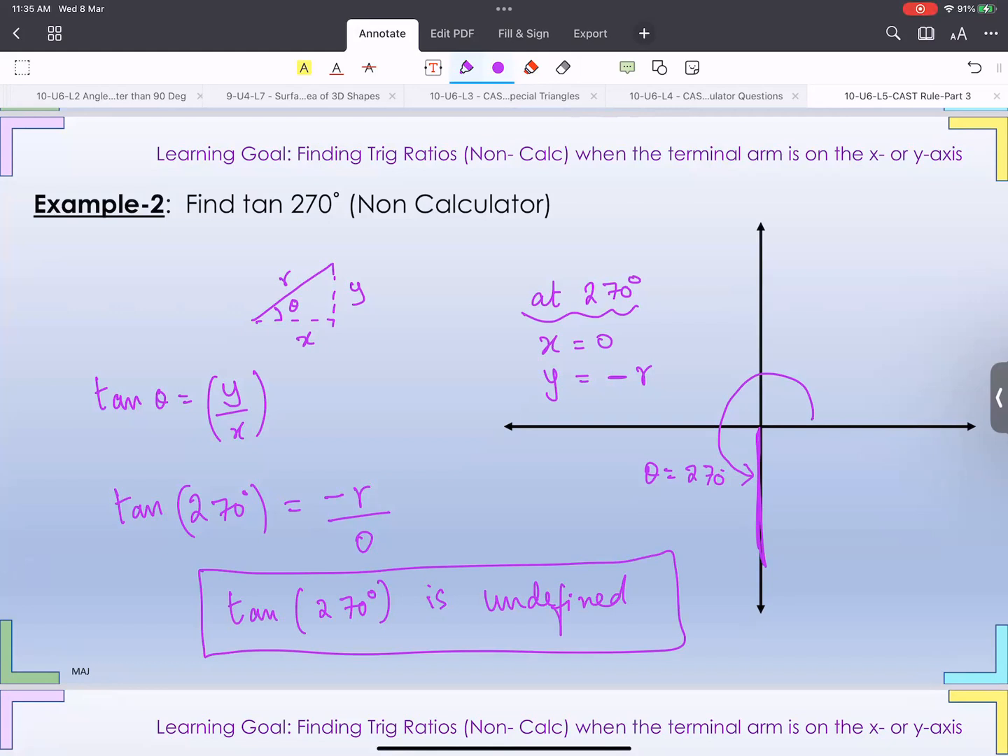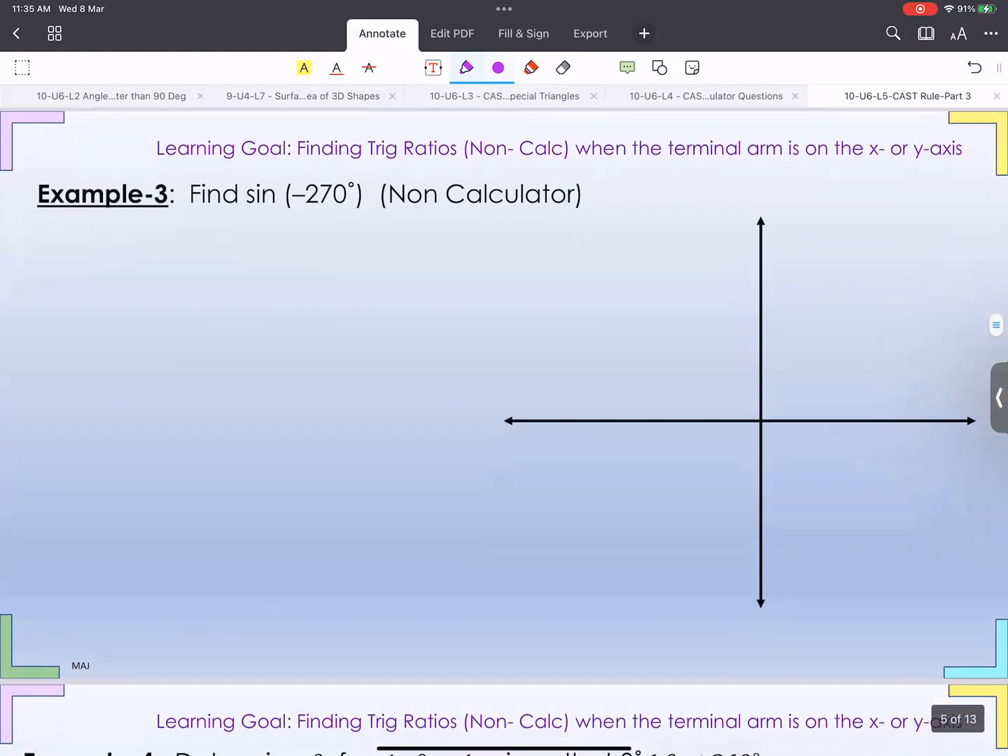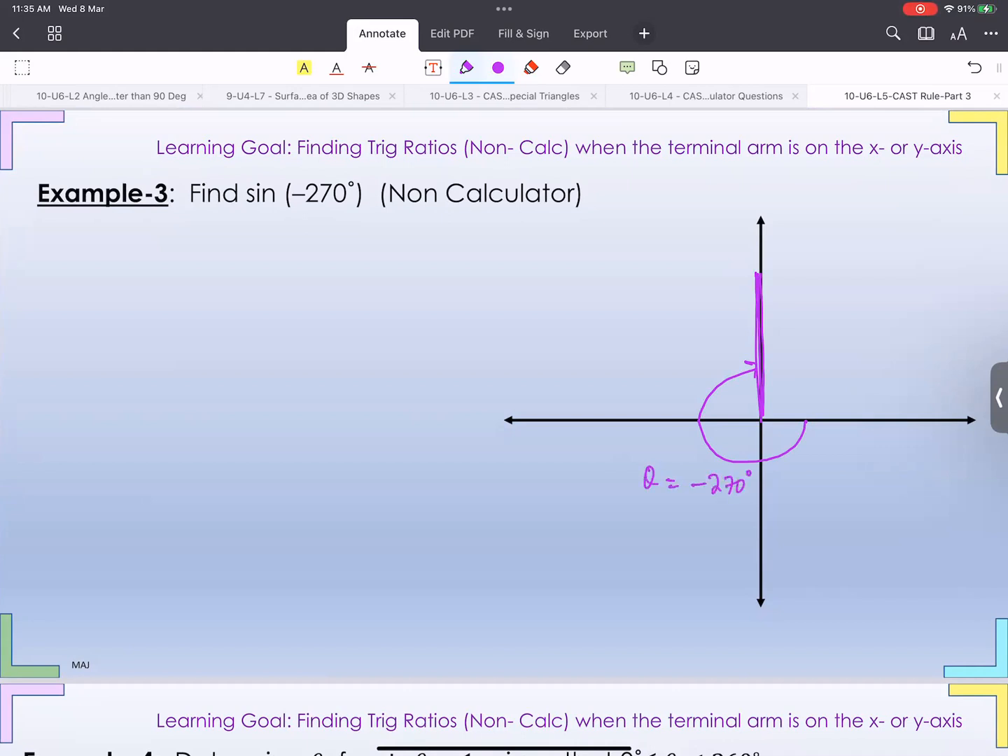Moving on, find sine of negative 270. So negative angles are clockwise. So this is negative 90, negative 180, negative 270, right? So our terminal arm is right here. Okay. So this is negative 270 degrees.